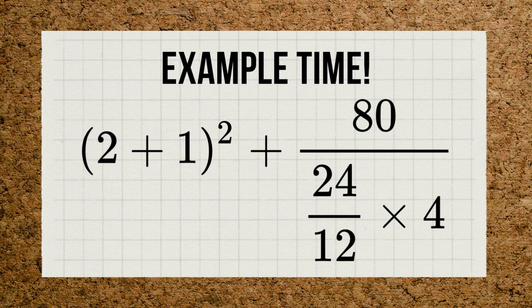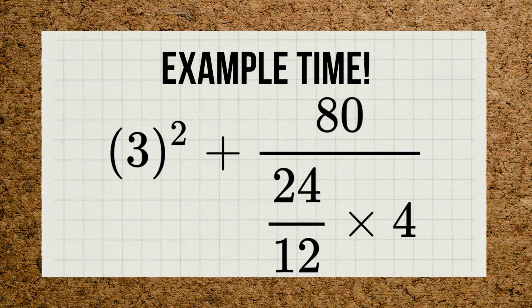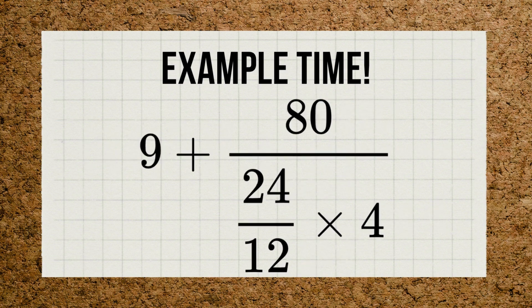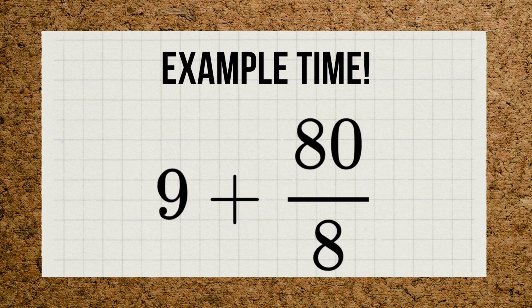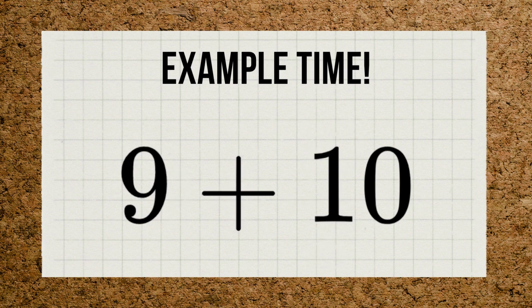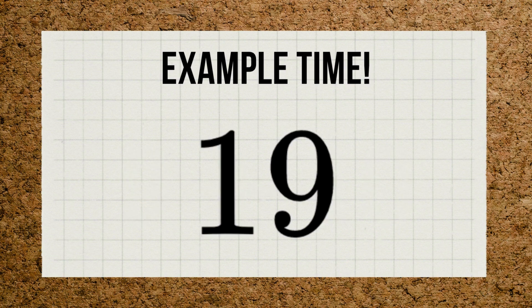Now let's go to a more complex example. First, let's do 2 plus 1 equals 3. Then square it to get 9. Then now we see that the fraction bar is acting like a grouping symbol, like some parentheses. So what we do is first cancel out the 24 over 12 to simplify it. That is 2. Now we multiply 2 by 4 to get 8. Then finally we divide to get 80 over 8 in lowest terms, which is 10. Then finally we add 9 and 10 together to get 19.